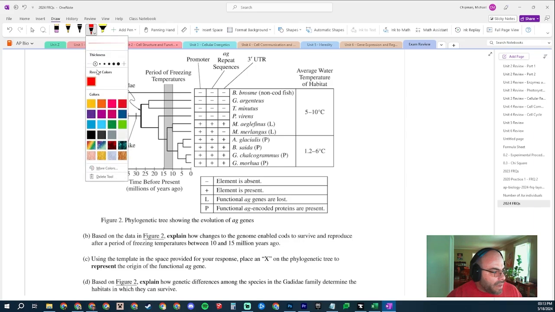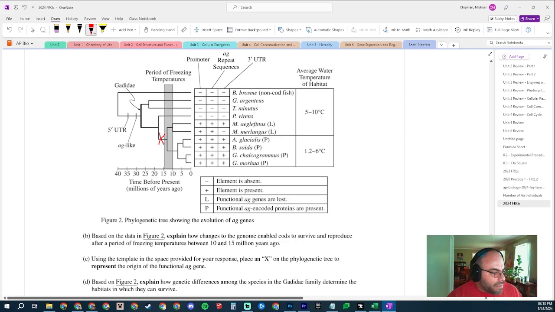I'm going to thin my X out a little bit. I'm going to go right here with my X. That may be wrong. It may want to go right here, but I think that because these genes at one time were functional and then they were lost, that is where that X is going to be correctly placed. Definitely willing to hear your counterpoints to that in the comments down below.